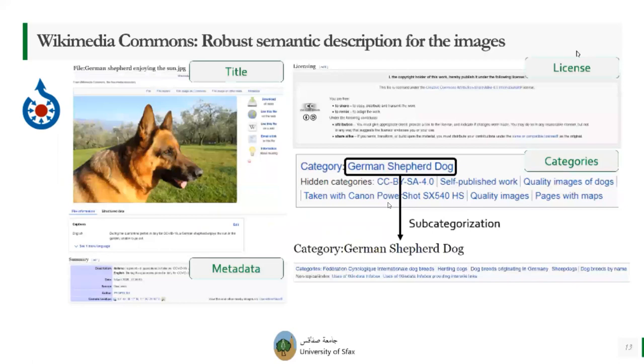In fact, it includes a robust semantic description for the images. As you see here, the page for the image includes the title, some metadata, the license, and the categories. And this kind of categories is what we will use for our analysis. As you see here, the categories are also categorized, making a category tree for this resource. This category tree is what is called the Wikimedia Commons category graph.